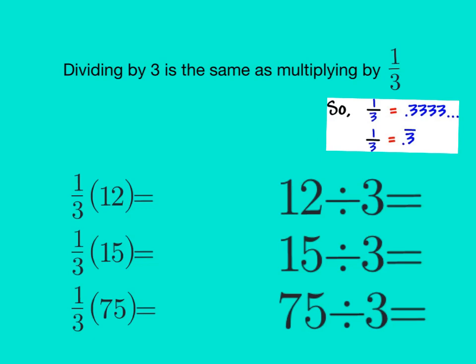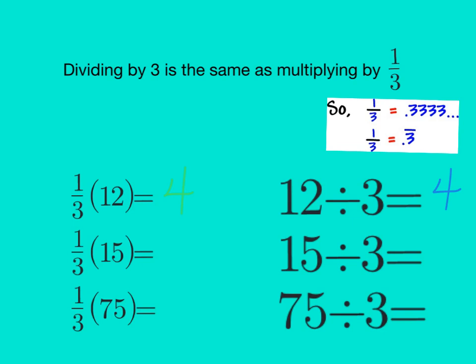When we're using this formula, it's helpful to remember that dividing by 3 is the same as multiplying by 1/3, since we're using that as part of our formula. So I just wanted to remind you how that works. So 1/3 times 12 over here, that means what is 1/3 of 12, which is 4, which is the exact same thing, or has the same answer as 12 divided by 3, 4.